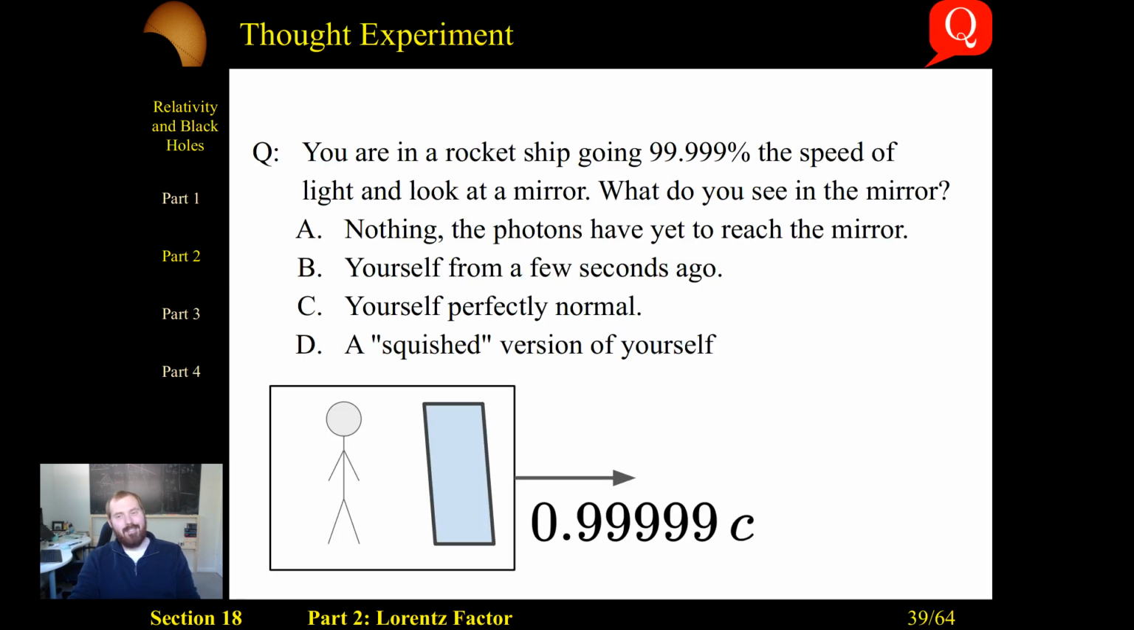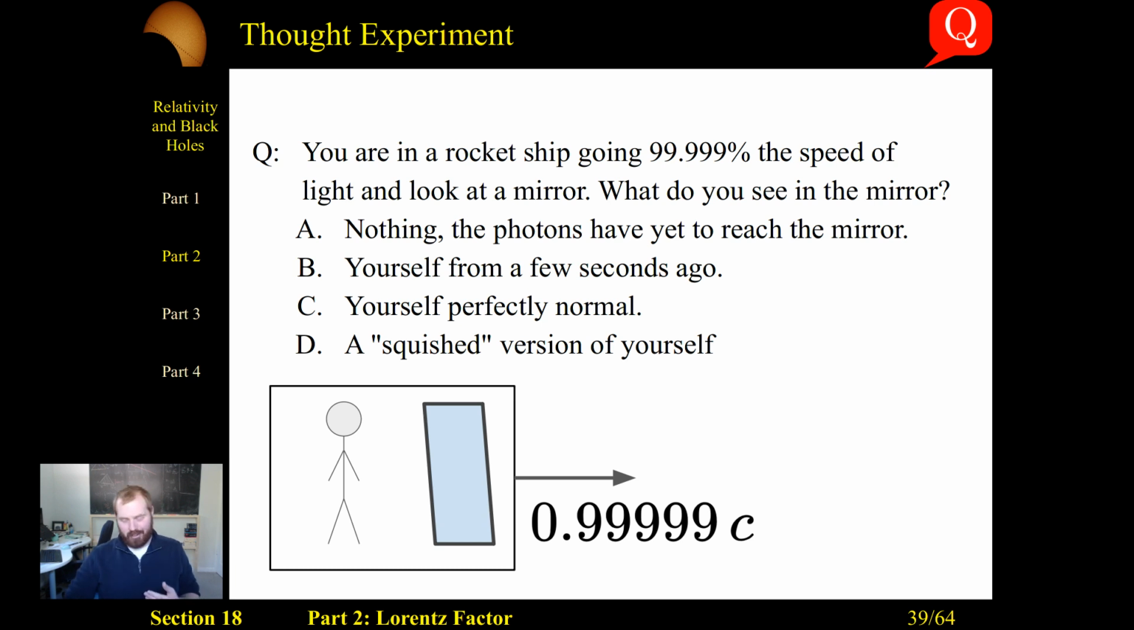All right. Let's do another thought experiment. More thought experiments. Let's put you in that rocket ship. Let's have you going super fast. I'm going to have you in a rocket ship that's going 99.9999% the speed of light, just super fast. And now I'm going to put a mirror in front of you and ask, what do you see in that mirror? What's happening in the mirror?